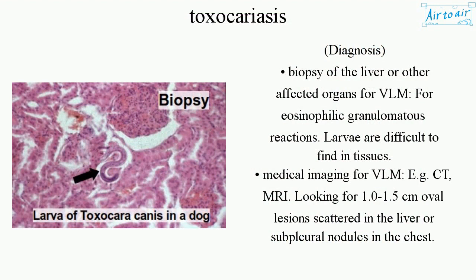Diagnosis. Biopsy of the liver or other affected organs for VLM, for eosinophilic granulomatous reactions. Larvae are difficult to find in tissues. Medical imaging for VLM, e.g. CT, MRI. Looking for 1.0 to 1.5 cm oval lesions scattered in the liver or subpleural nodules in the chest.